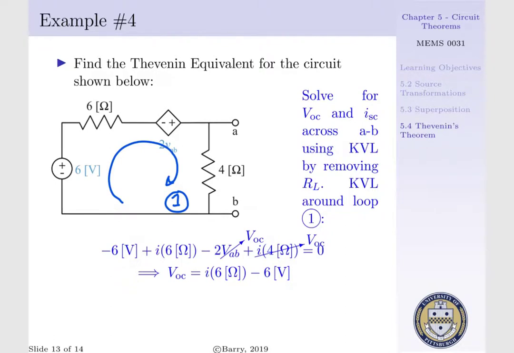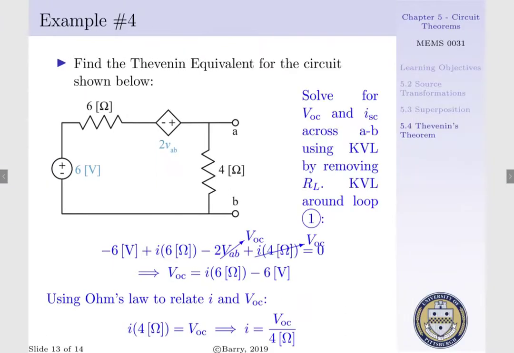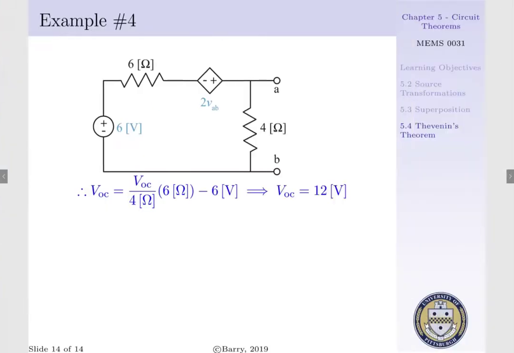Now we need one additional equation. To do such, we will apply Ohm's law to our voltage potential across our 4 ohm resistor. That is, we have I running through a 4 ohm resistor, and our voltage potential across is VOC. That is, I times 4 ohms is equal to VOC, or our current is equal to our open circuit voltage per 4 ohms. Now we can substitute this into our original KVL equation, such that our open circuit voltage is equal to our open circuit voltage times the quantity 6 ohms per 4 ohms minus 6 volts, or our open circuit voltage is equal to 12 volts.